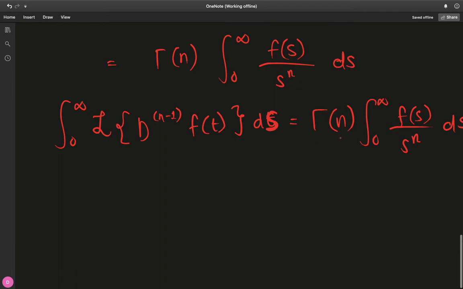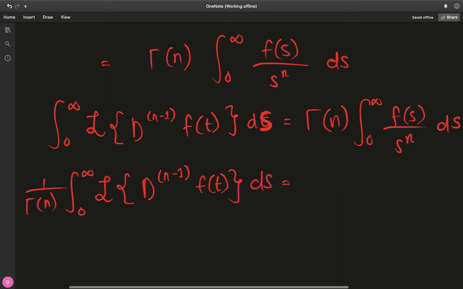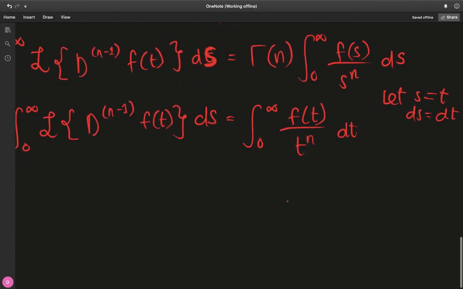We can divide both sides by gamma of n. So we have 1 over gamma of n times the integral from 0 to infinity of the Laplace transform of the n minus 1th derivative of f of t ds is equal to, now we can make a change of variable. We can change s to t, and ds is equal to dt. Upper and lower bounds remain the same. The integral from 0 to infinity of f of t divided by t to the n dt.